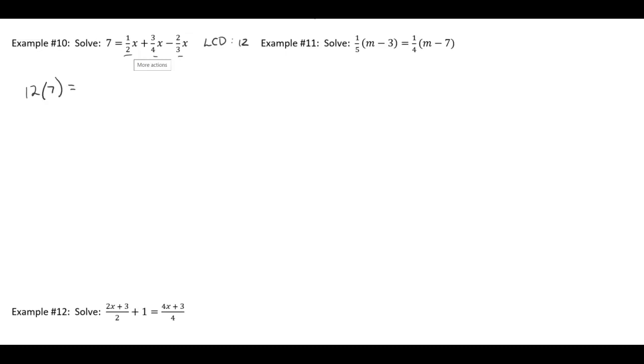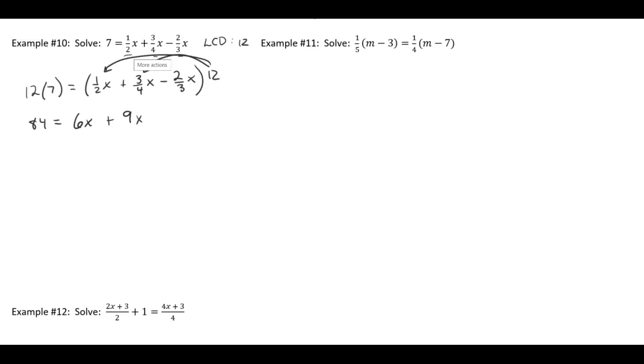And we'll multiply the 1/2 x plus 3/4 x minus 2/3 x, each of those, by 12. Now, 7 times 12 is going to be what, 84? And then you're going to have to distribute. So the 12 times 1/2, that's going to make it 6x. The 12 times 3/4 x is going to be 9x.